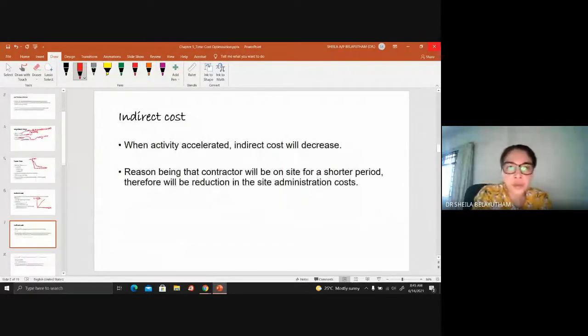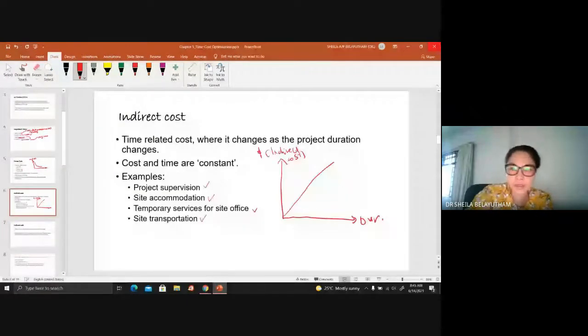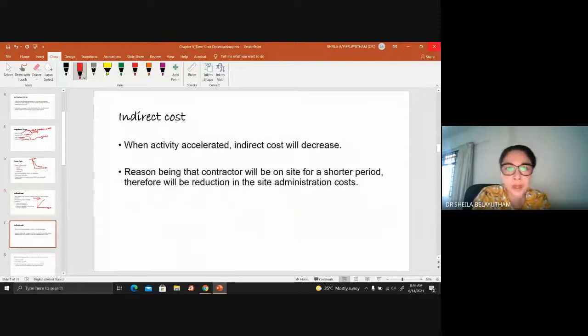So when a project is accelerated, indirect costs will decrease. If you accelerate, if you reduce the duration, you would reduce the indirect costs. The reason is that the contractor will be on site for a shorter period, so hence there will be a reduction in the site administration costs.